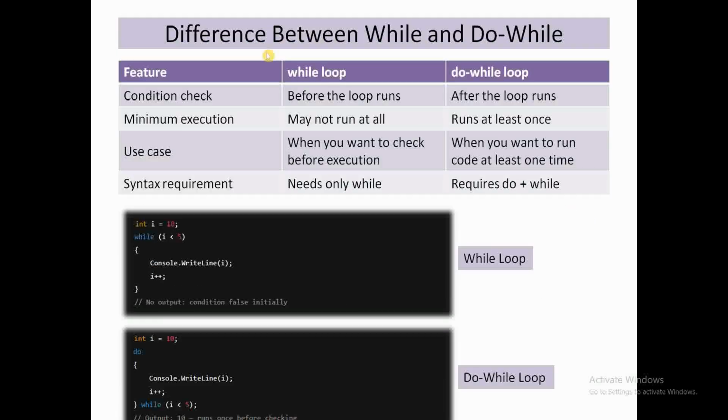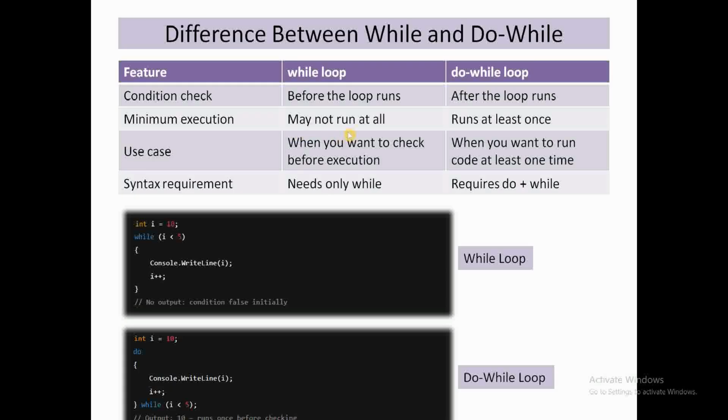Next one we have the difference between while and do while. So the main difference between while and do while loop is that in while loop it checks the condition first. At the initial time it will check the condition, but it does not do that in the do while loop. The code will run at least once, and after that it will check the condition. So you can get your output at least one time.